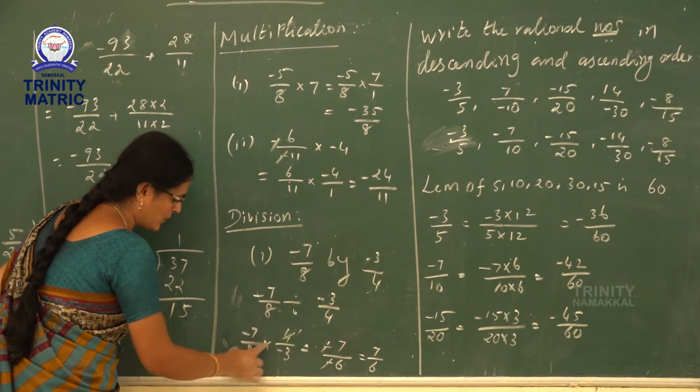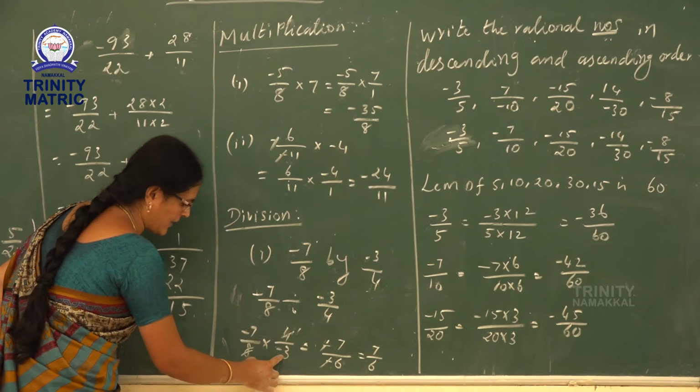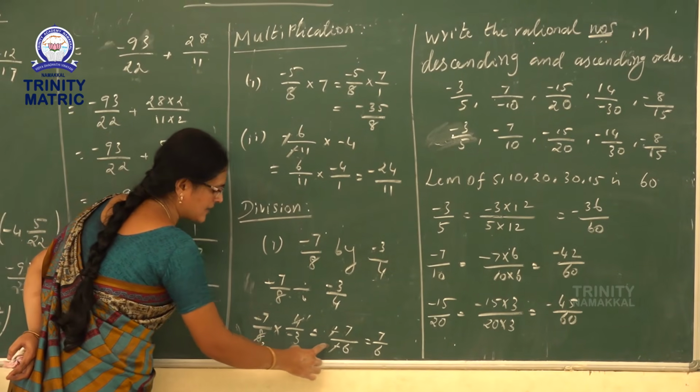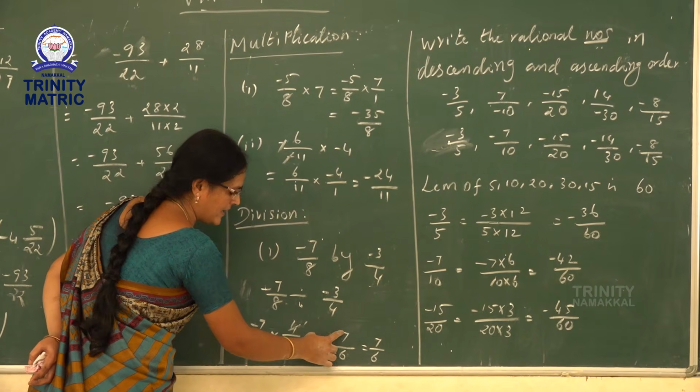1 4s are 4, 2 4s are 8. We should multiply the numerators and the denominators. Minus 7 into 1, minus 7. 2 into minus 3, minus 6. On both sides, the negative symbol gets cancelled. The final answer is 7 by 6.